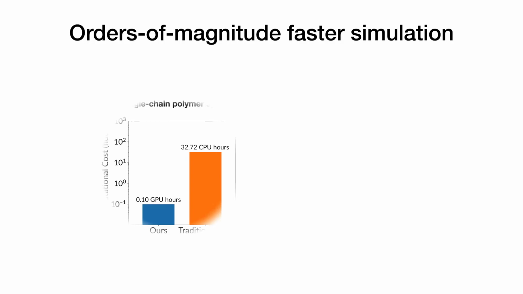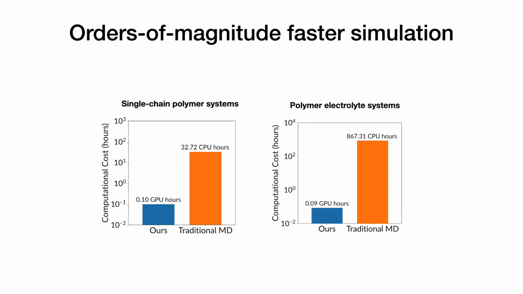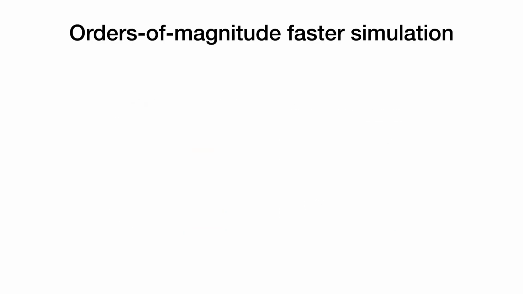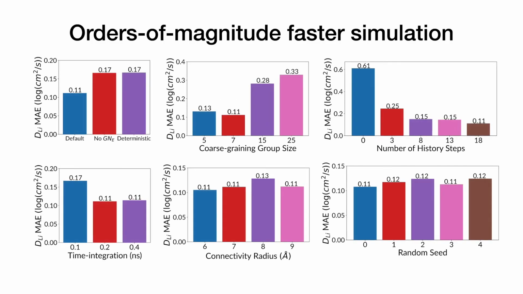Finally, the best part of our learned simulator is that it is several orders of magnitude faster than traditional MD with classical force fields. Traditional MD requires tens to hundreds of CPU hours to accomplish one long simulation for the application we are considering. Our learned simulator can finish a long time-integrated CGMD simulation with less than 0.1 GPU hour. In our paper, we also conduct ablation experiments to study the influence of our technical modifications, which you can find in more detail in our paper.